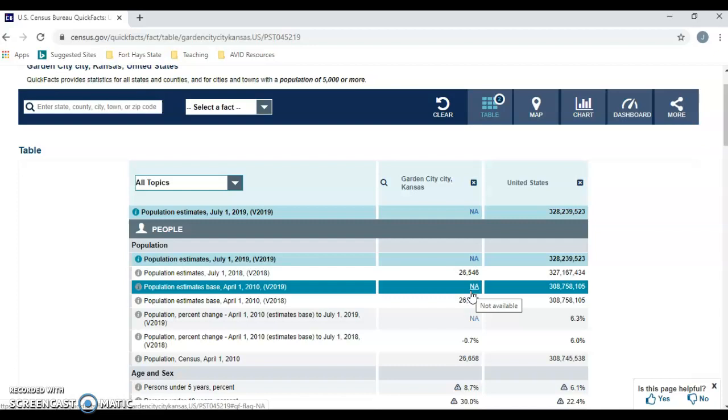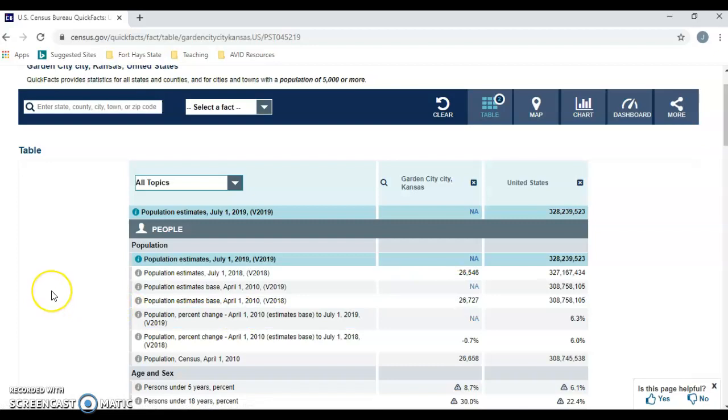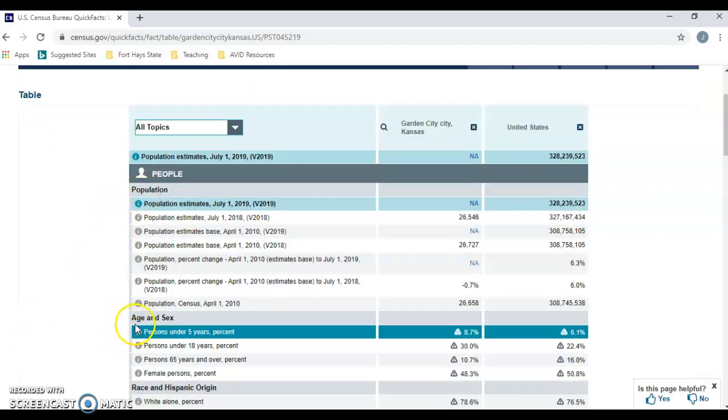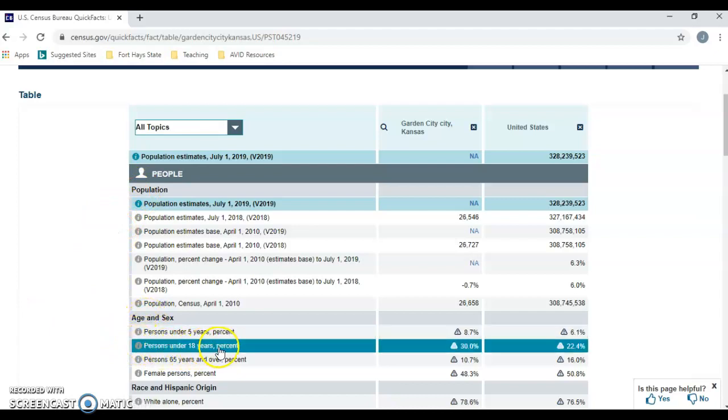So some information you're going to be looking up and that I'm going to model now would be, how about the percentage of people living in Garden City that are younger than 18? So I'm going to look at my headings and I see persons under 18. We have 30% of people under 18. And I can compare that to the United States, where about 22% of the people are under the age of 18. So we have a little bit of a younger population.